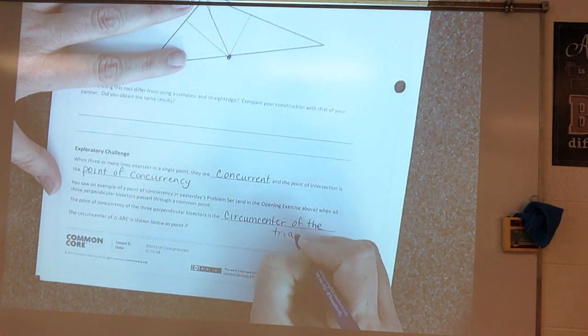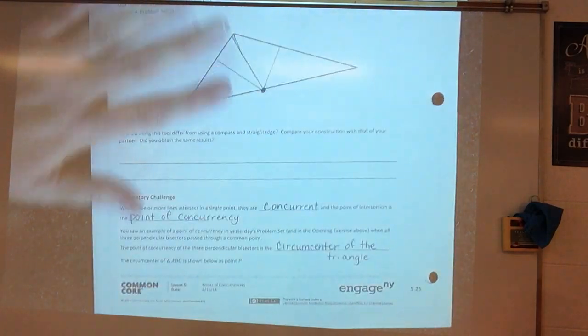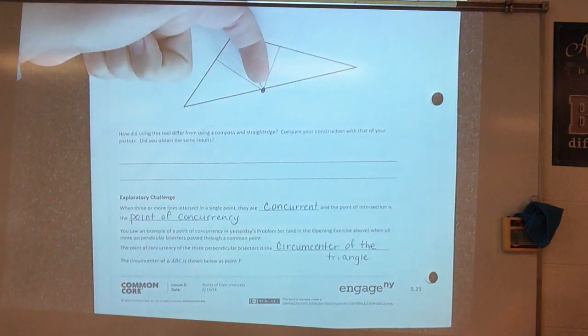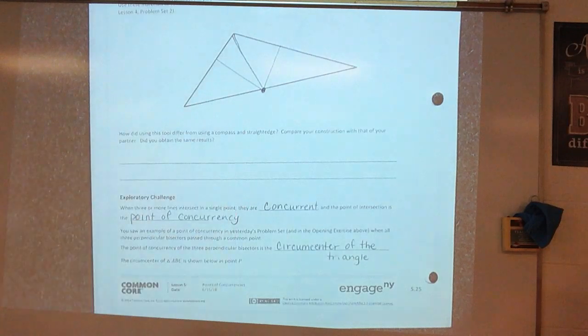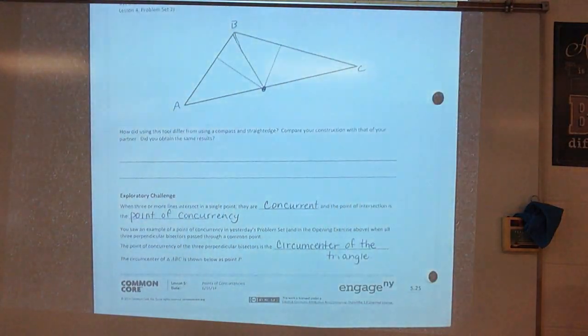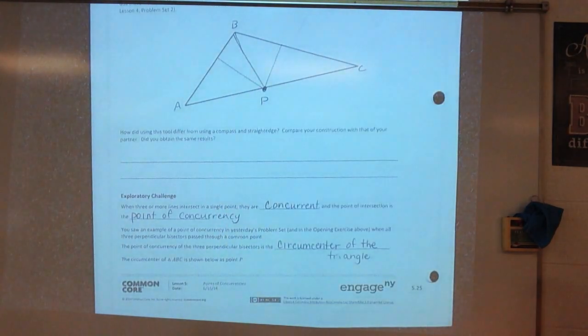Guys, right now we are learning vocabulary. Alright? So if I'm looking at perpendicular bisectors and I have 3 or more, the point where they come together is the point of concurrency, and this is what we call the circumcenter of the triangle. So if I were to label this, the circumcenter of triangle ABC would be point P.